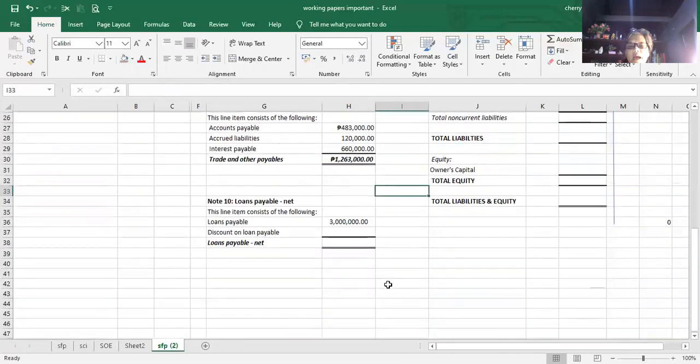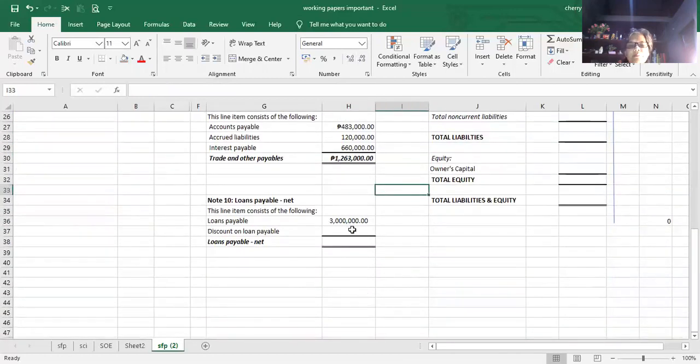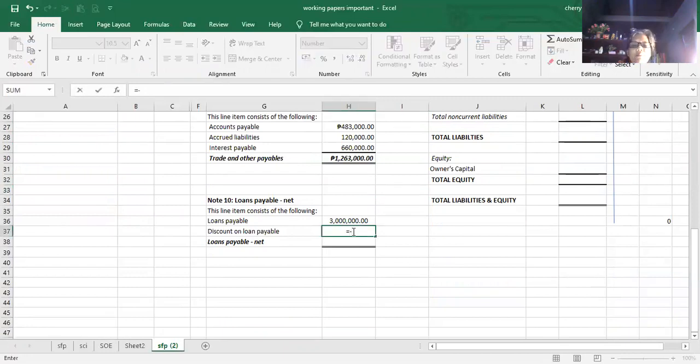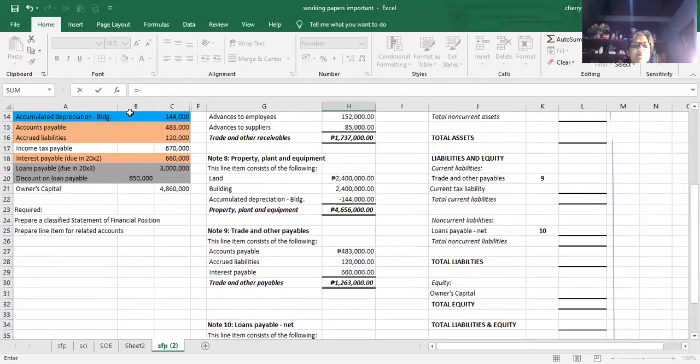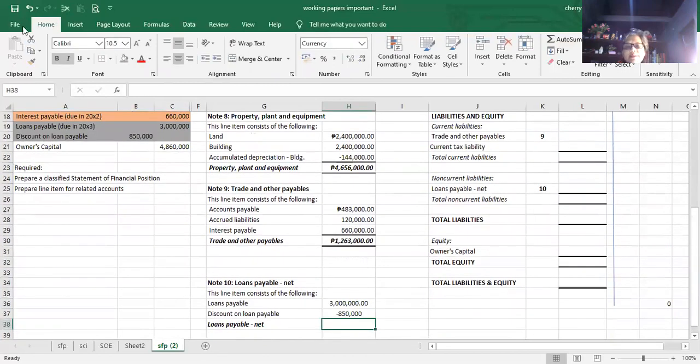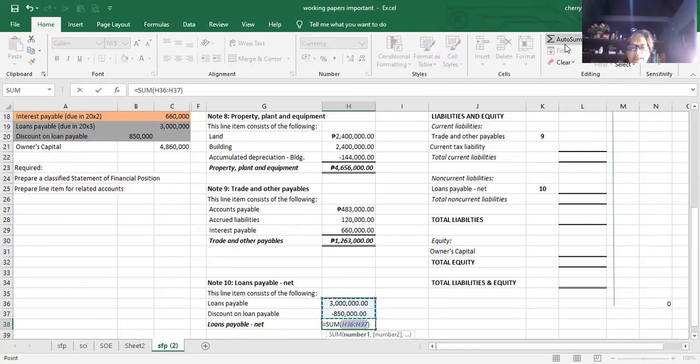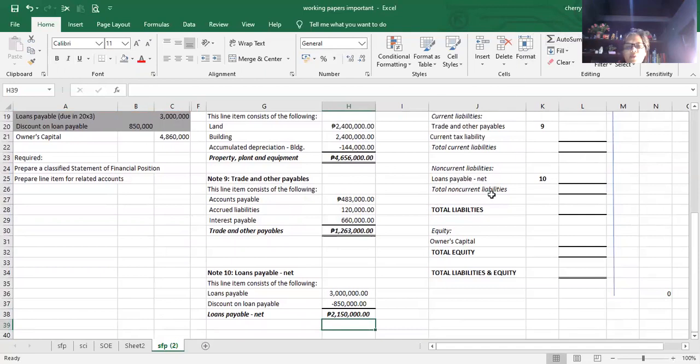How about discount and loan payable? This is a contra payable. Therefore, equals minus how much is the discount per record? It is 850,000. So 2 ciphers. Then add. This will be reduced by 850,000. Therefore, the loans payable net is only 2,150,000 instead of 3 million.